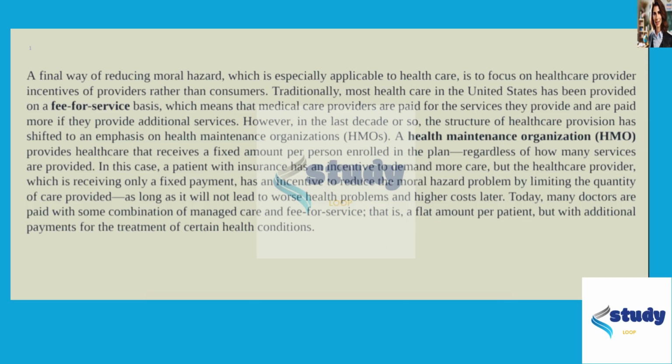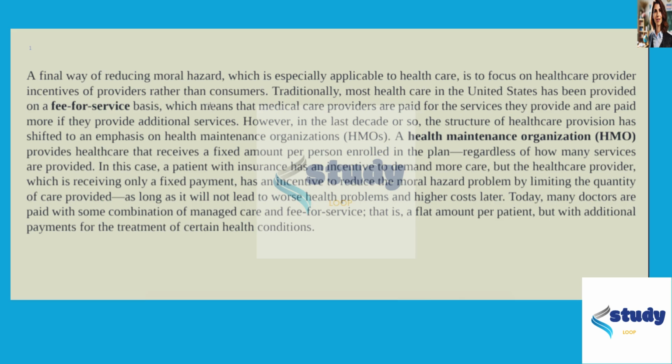Hey everyone, today we're solving problem number 16 from chapter 16 of the textbook, which asks us, what is the key difference between a fee-for-service healthcare system and a system based on health maintenance organizations? So I've taken out a mini section from our reading that essentially gives definitions for fee-for-service basis and HMO, which is the common abbreviation for health maintenance organizations. So let's read this section.